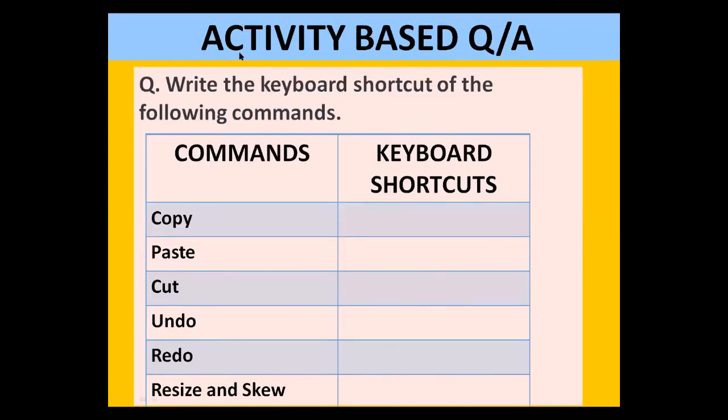On the next page, you will write down the heading: activity based question answer. First, write the question: write the keyboard shortcut of the following commands. Then you will make the columns as shown. In the first column, you will write the heading command. In the second column, you will write the heading keyboard shortcut. So these are all the commands: copy, paste, cut, undo, redo, resize, and skew. You will write the short keys of these commands.